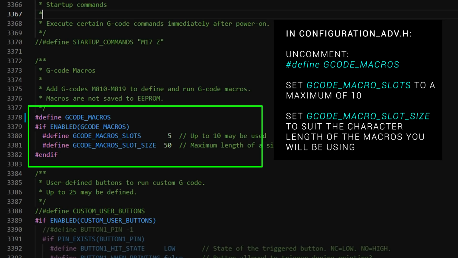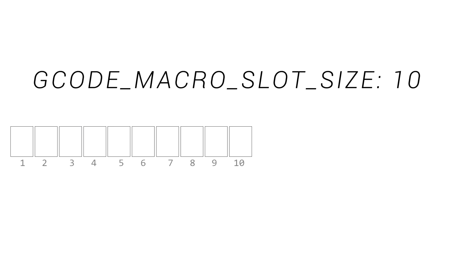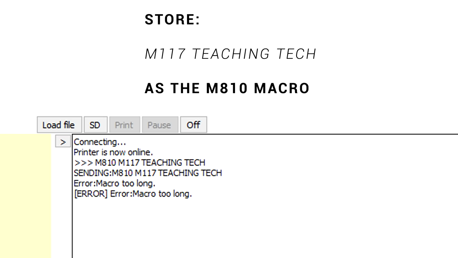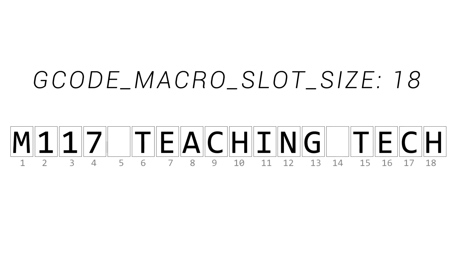The gcode macro slot size relates to how long the macros can be for each slot and is counted in characters. Let's say we want to run a macro which puts Teaching Tech on the LCD screen. If we set the macro slot size to 10 and try to enter M117 Teaching Tech, we can see that it's too big to fit. And as you might expect, the firmware will report an error because the macro is too long. To store this particular macro, we would actually need a slot size of 18.